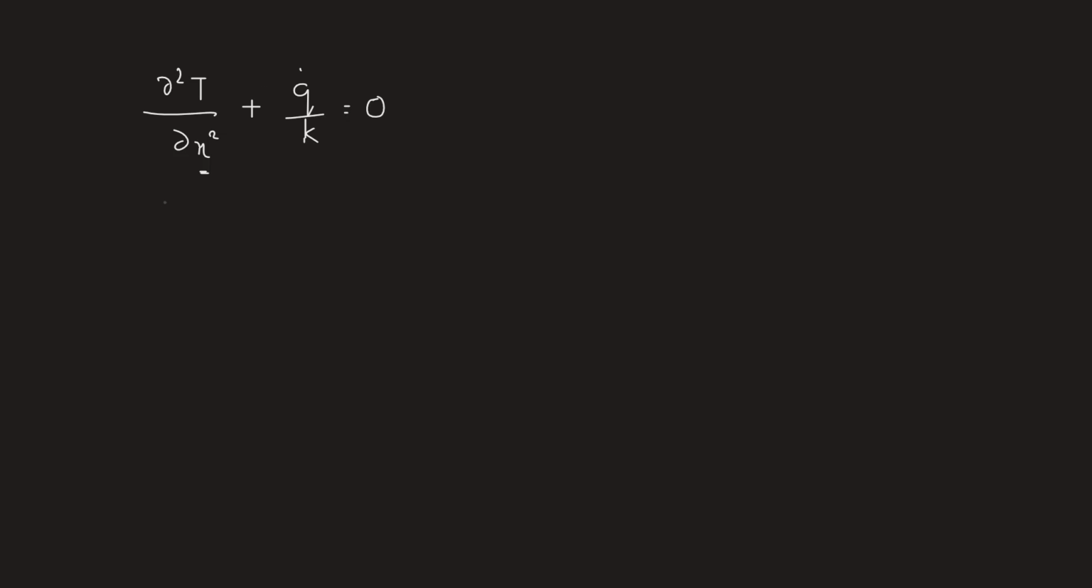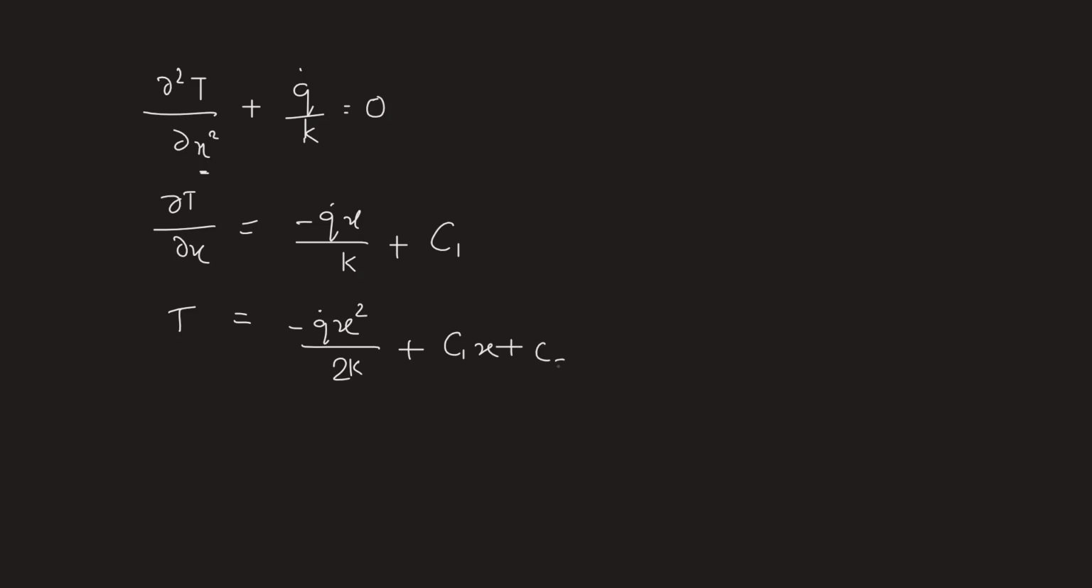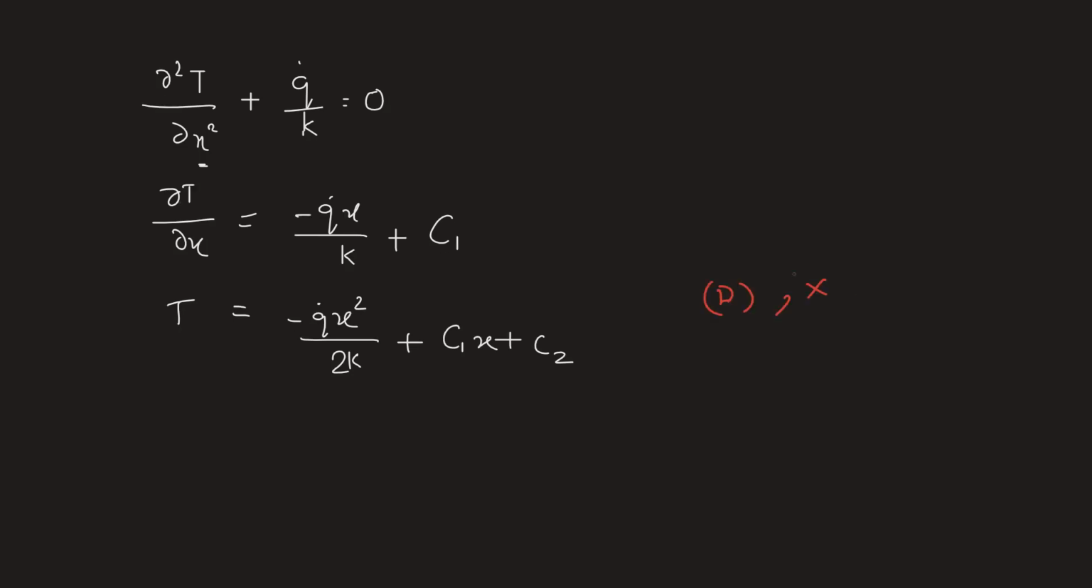Integrating this equation, we get dou T by dou x is equal to minus Q dot x by K plus constant of integration C1. Now again integrating this to get T, we have T is equal to minus Q dot x square by 2K plus C1x plus C2. So we see that T is a function of x. The relationship that we get is parabolic, it's not linear. So clearly temperature distribution along the wall is not linear. Option C is also wrong, which is linear distribution of temperature along the wall.